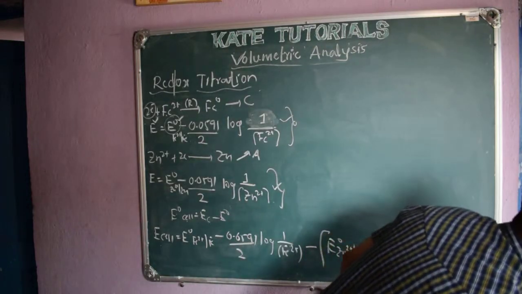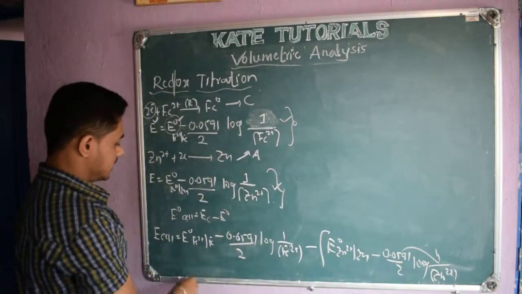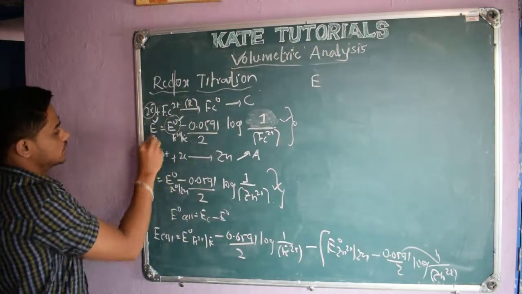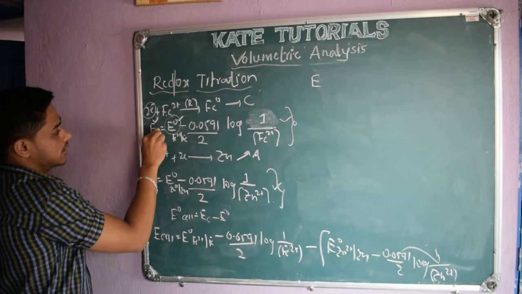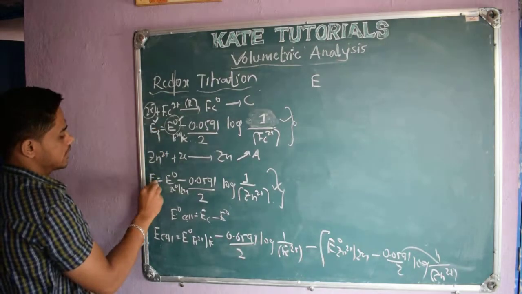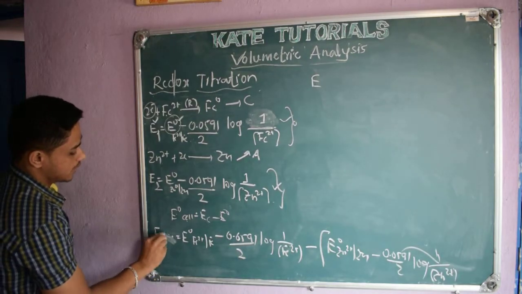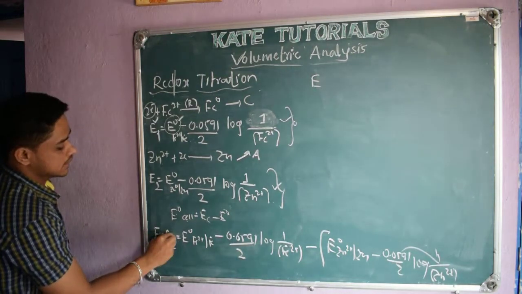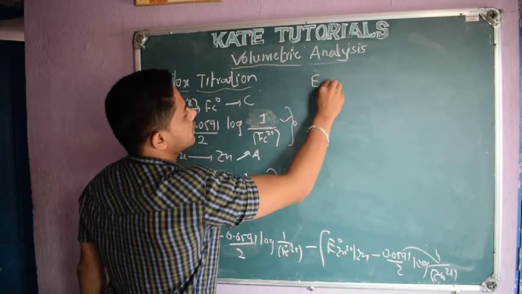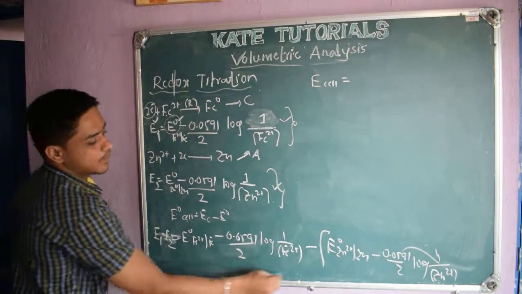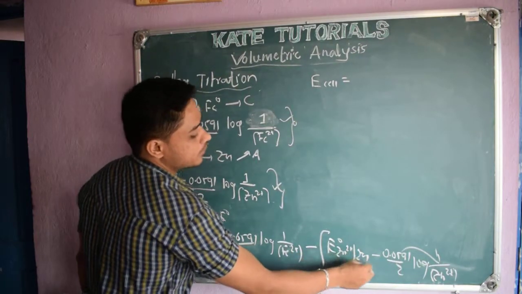So the next step will be to simplify. E of cell is nothing but E of cathode minus E of anode. Let me call these E1 and E2, so E of cell is E1 minus E2. That is E naught of Fe2+ minus E naught of Zn2+, Zn.